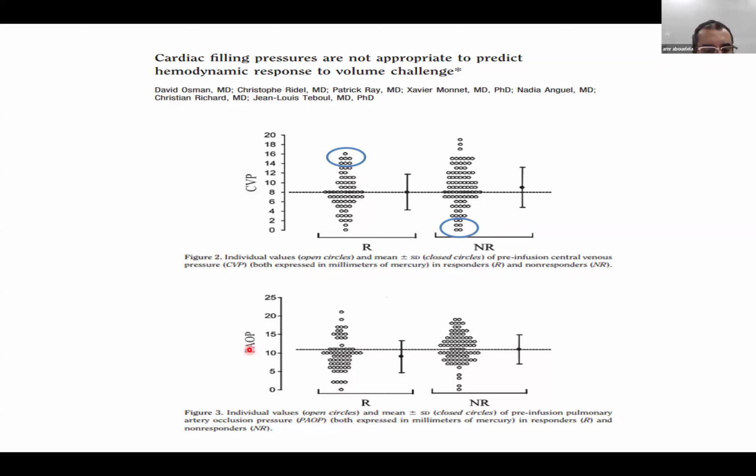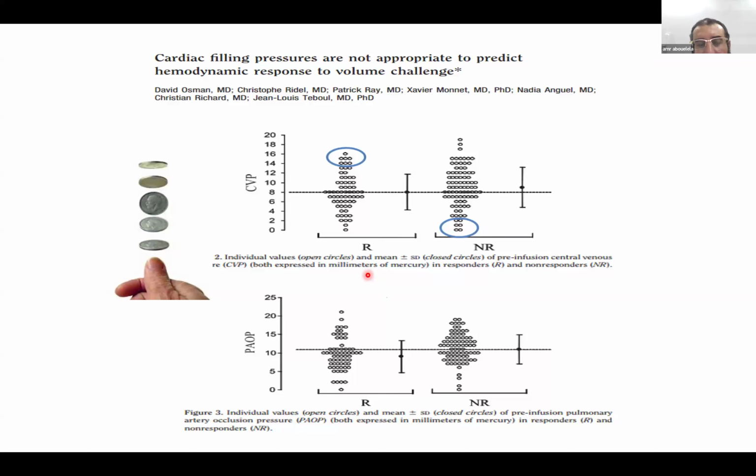And again, even with the pulmonary artery occlusion pressure, you can see the same. There are very high readings in the responder group and very low readings in the non-responder group. So using this static parameter, cardiac filling pressure, to decide about the hemodynamic response to volume challenge is not a good tool. It's like flipping a coin.